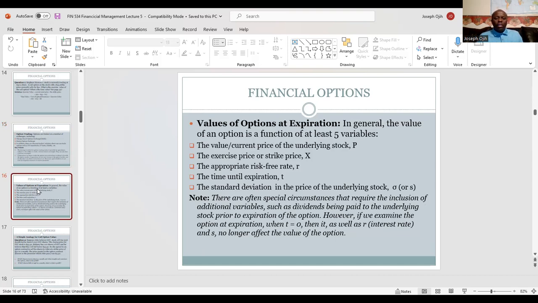Now, the values of options depend on five variables. First is the current price of the underlying stock, represented by the letter P. The exercise price or the strike price is represented by the letter X. The appropriate risk-free rate is represented by the small letter r. The time until expiration is represented with the letter T. Then the standard deviation in the price of the underlying stock, which we represent with either small s or the sigma symbol. We'll come to this eventually when we start valuing options.